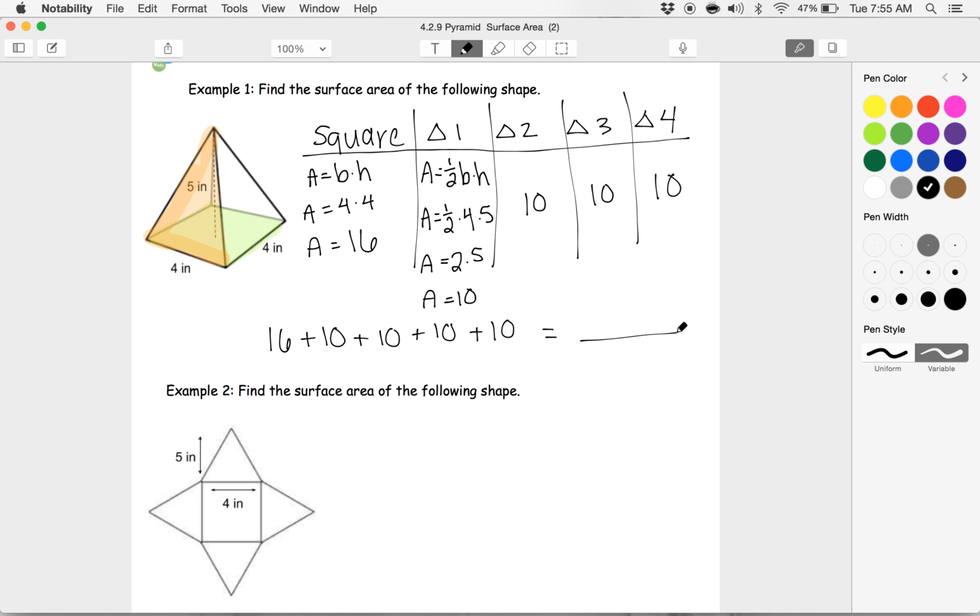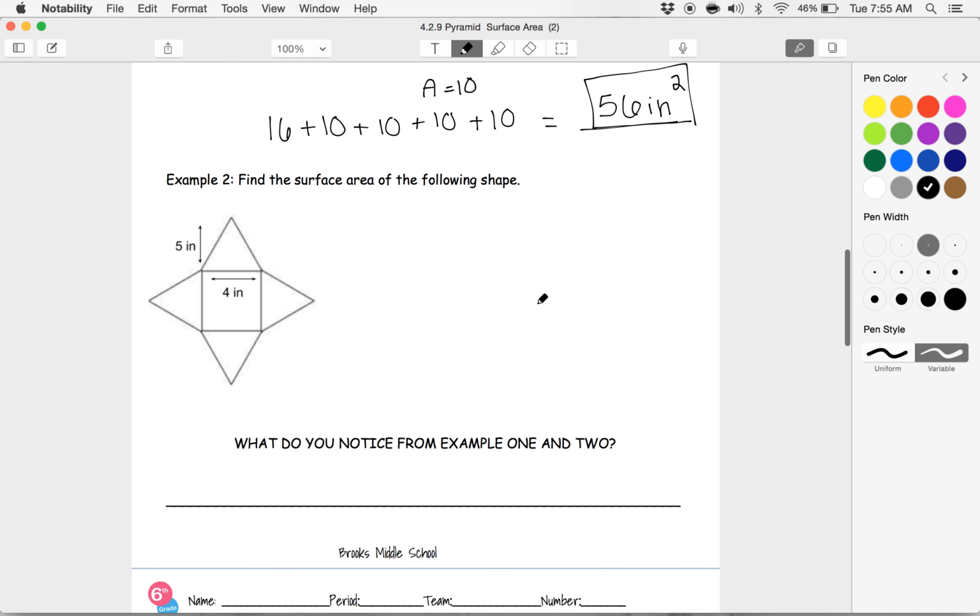So grab a calculator. Figure that out first on your own. So in that calculator, you should be putting 16 plus 10 plus 10 plus 10 plus 10. And we should be getting 56 inches. And we're going to say squared. So we're talking about surface area. Surface area gives you that squared. And that's it. That's how we find the surface area of a square pyramid.